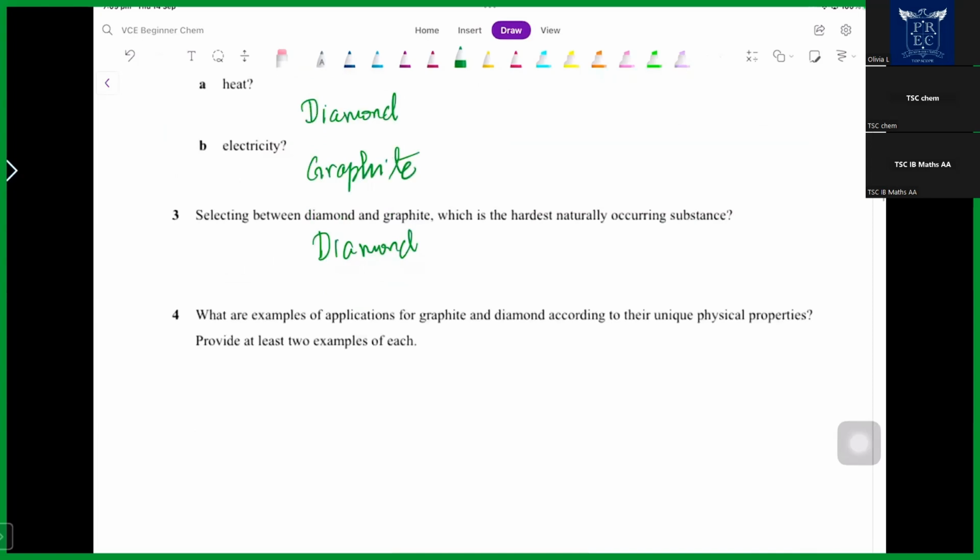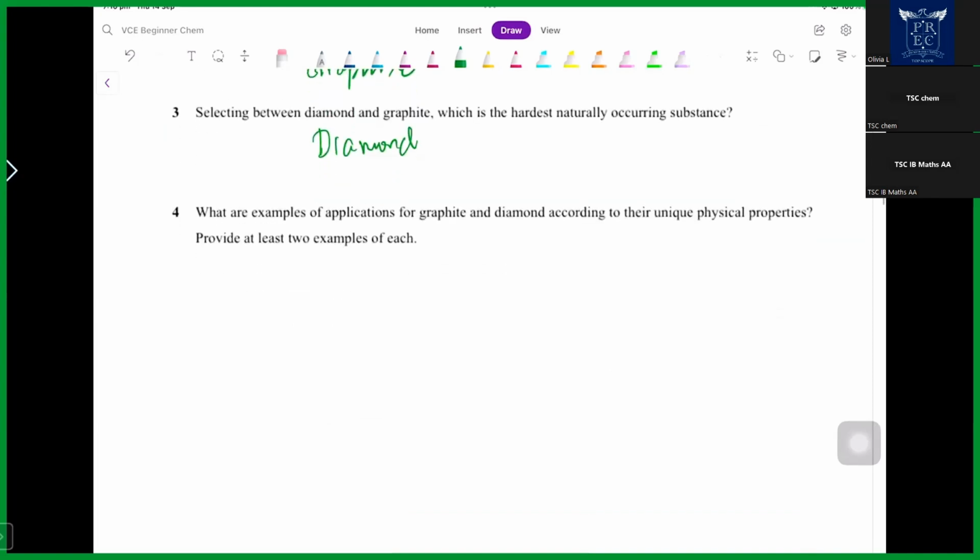Okay, what are examples of applications of graphite and diamond according to their unique physical properties? Provide at least 2 examples of each. Diamond can be used as part of the drill, part of the cutting tool.